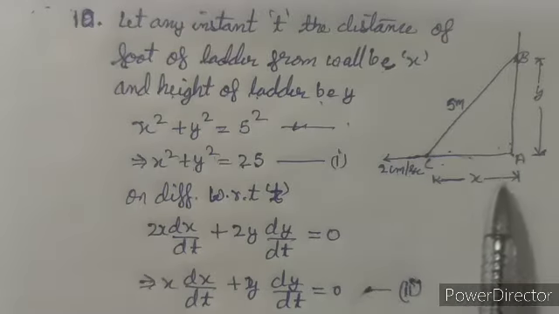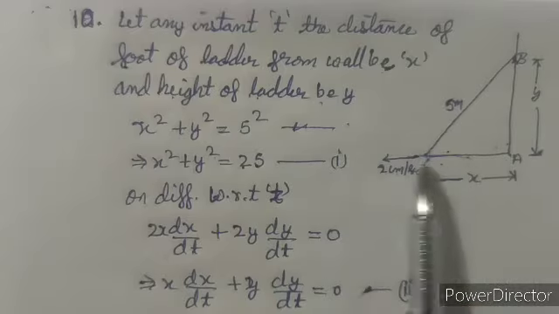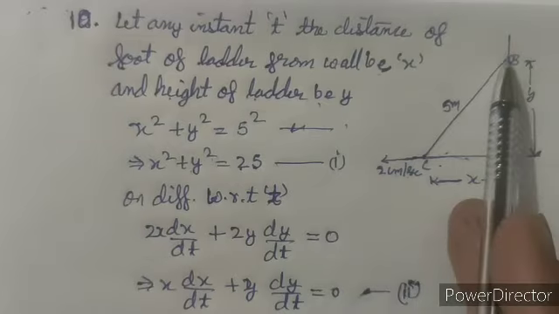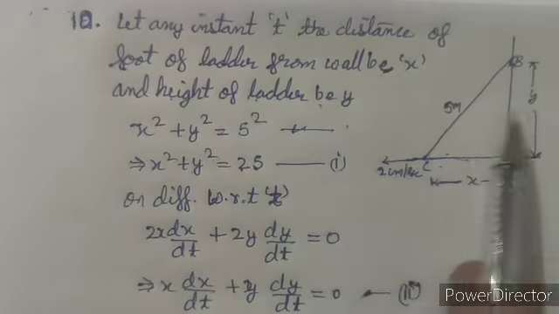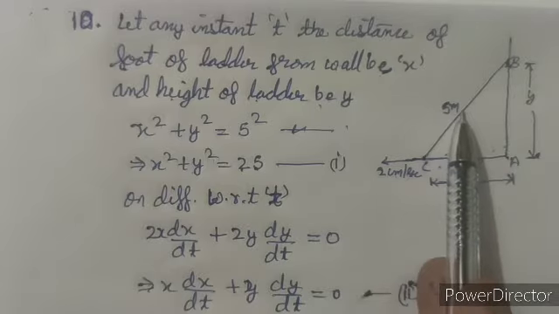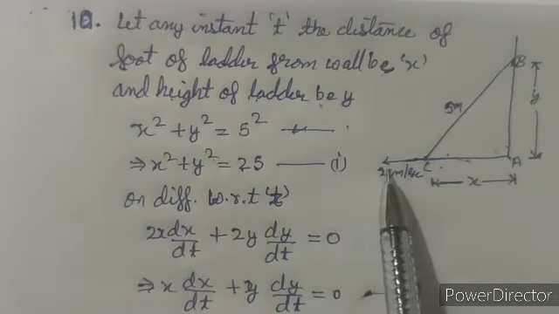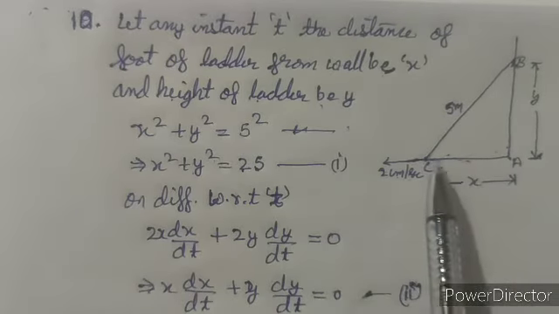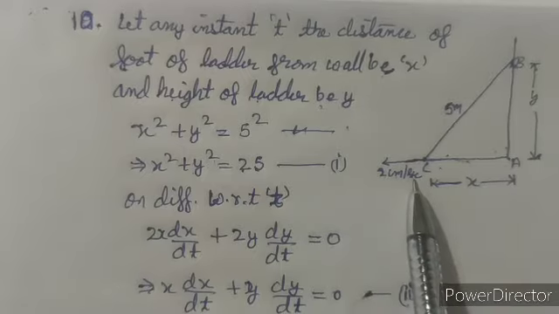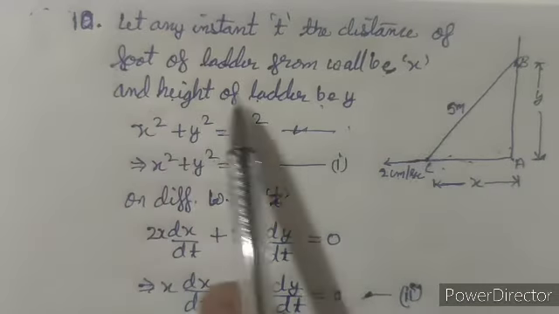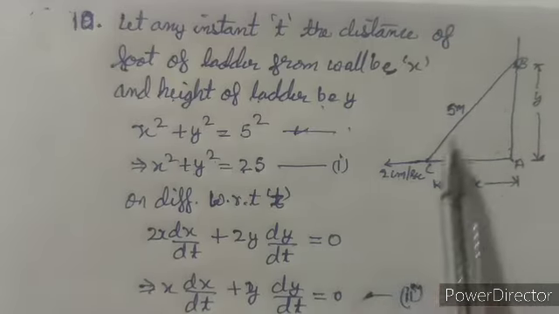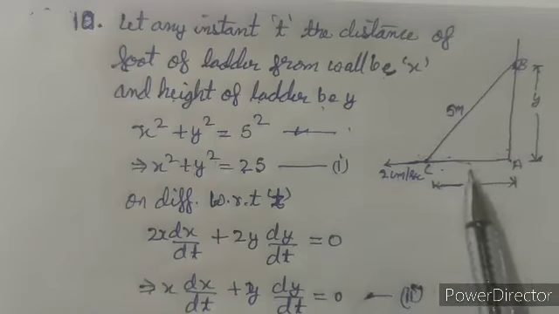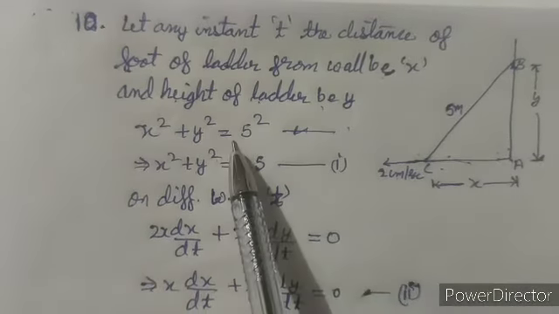Let at any instant t the distance of the foot of the ladder from the foot of the wall be x meter and the height of the ladder be y meter. Now length of the ladder is given to us as 5 meter and the rate of change of the distance of the foot of the ladder is 2 centimeter per second. Now as we see in triangle ABC, angle A is 90 degrees, so we can apply Pythagoras theorem here. So this will be x square plus y square equal to 25.